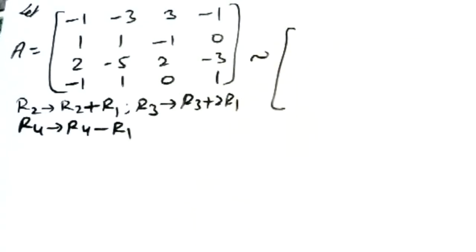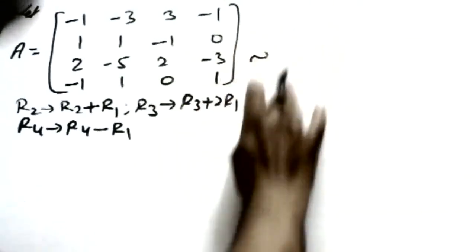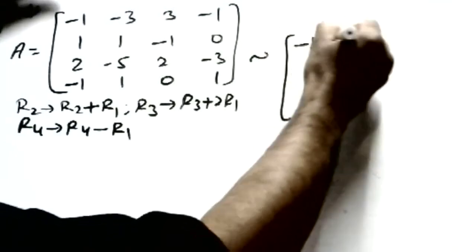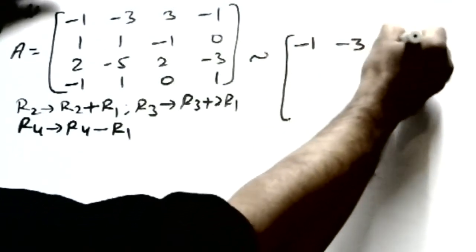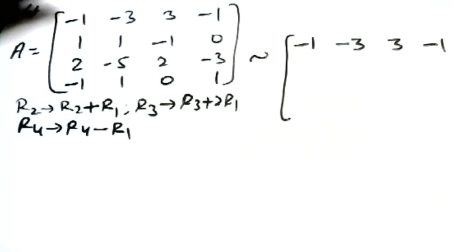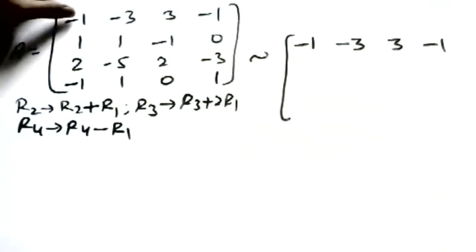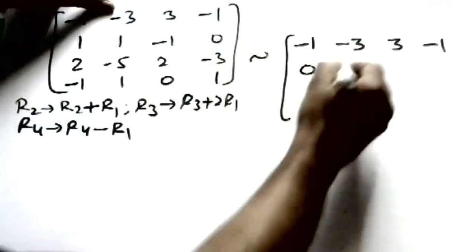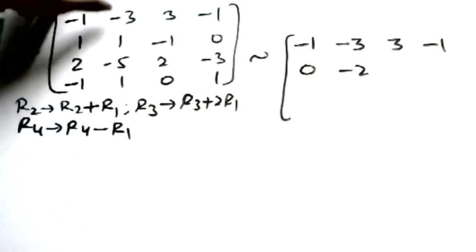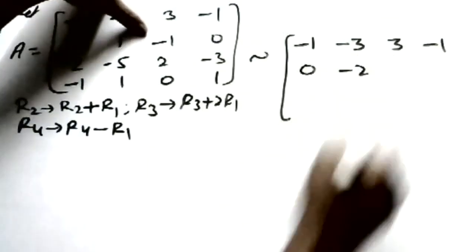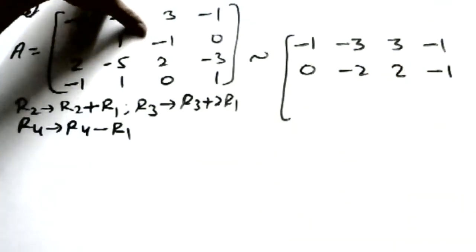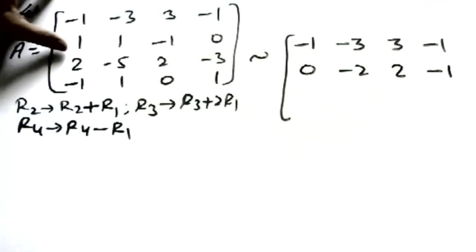So I am changing here itself. Now see here, first row we are not changing, let me write as it is, minus 1, minus 3, 3, minus 1. Now see here, R2 plus R1, 1 minus 1, 0, 1 minus 3, minus 2, 1 minus 3, minus 2, 3 minus 1, 2, minus 1 minus 0, minus 1.